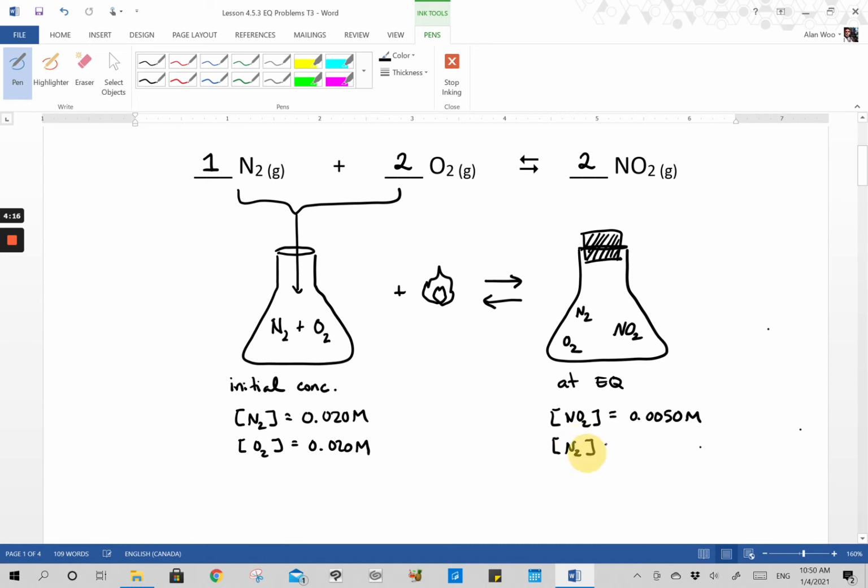But the problem is, we don't know the concentrations of nitrogen and oxygen at equilibrium because some of this material has been used up. Because of the initial amounts that you have, some of it has been used up to create NO2. So we're not sure exactly how much N2 and O2 are left over. So that's why we actually need a special table to help us figure out how much is left over. So let me show you the steps first.